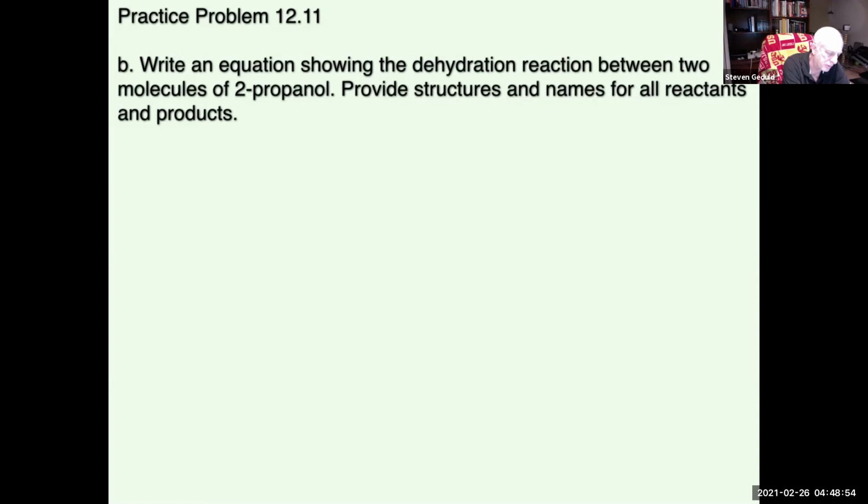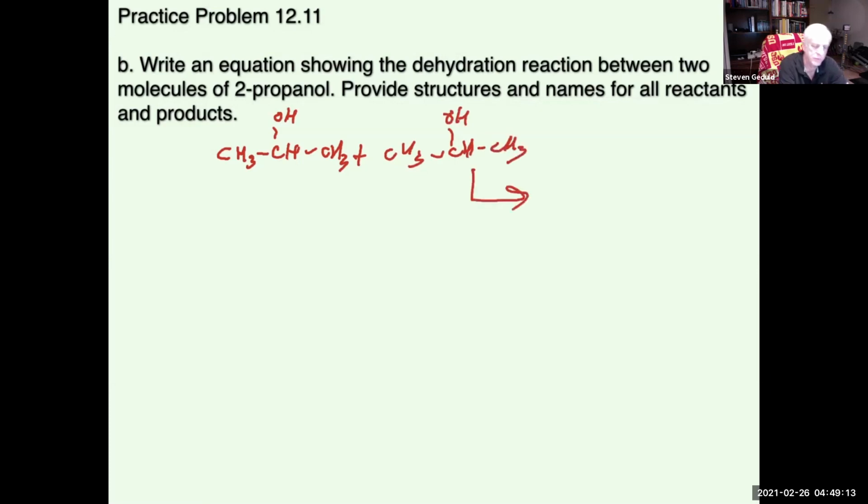All right, so propanol, CH3, CH, OH, CH3. And a second one, CH3, CHOH, CH3. All right. In the presence of a strong acid, you get a dehydration reaction, you're going to lose water. So we're going to lose an OH from one and an H from the other. So we're going to connect them.